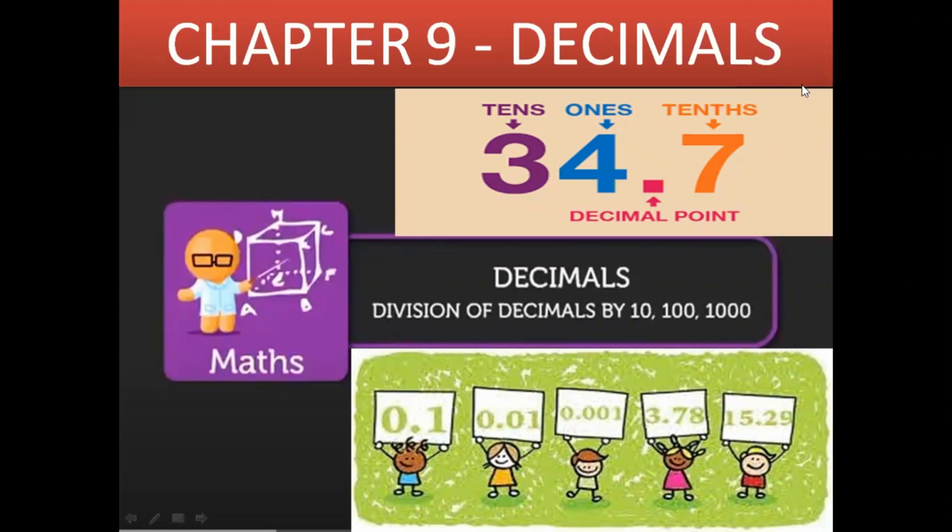A decimal is a number whose whole part and fractional part are separated by a decimal point. For example, see here, 34.7. 3 is in tens place, 4 is in ones place. The point is called the decimal point. 7 is in tenths place.